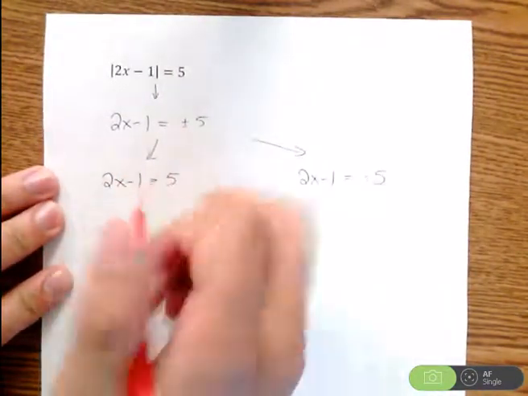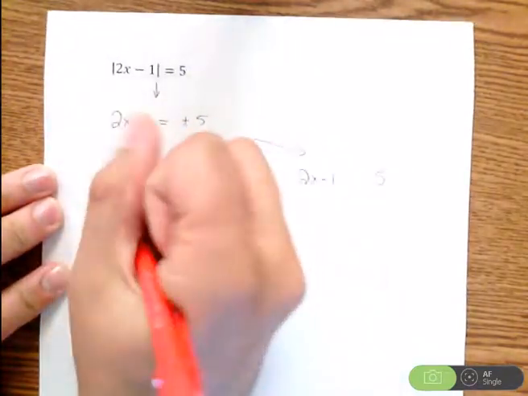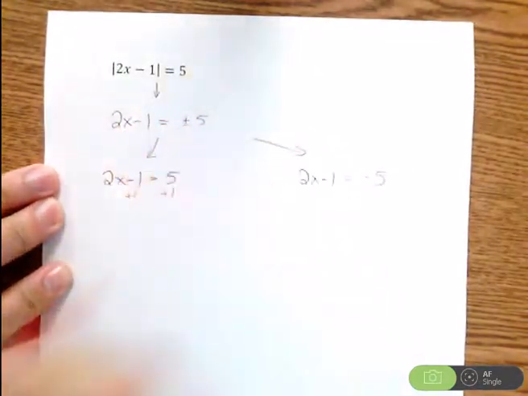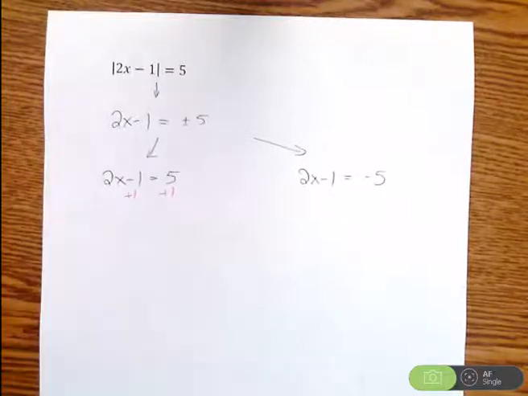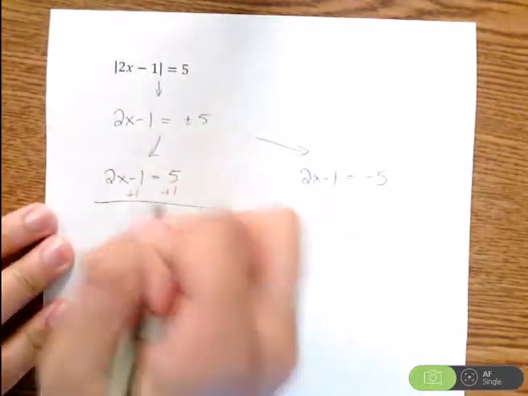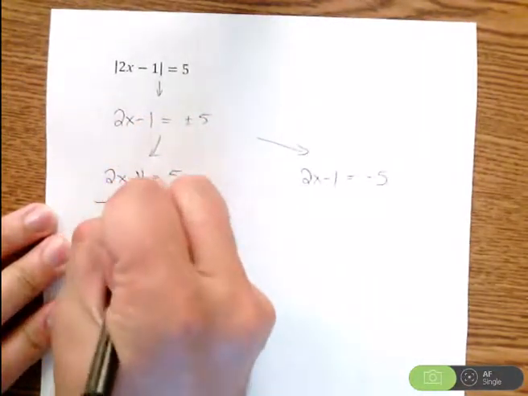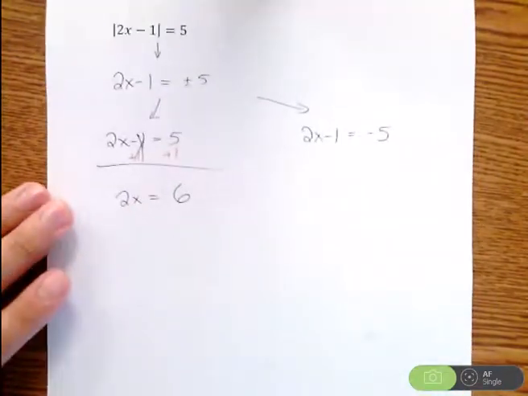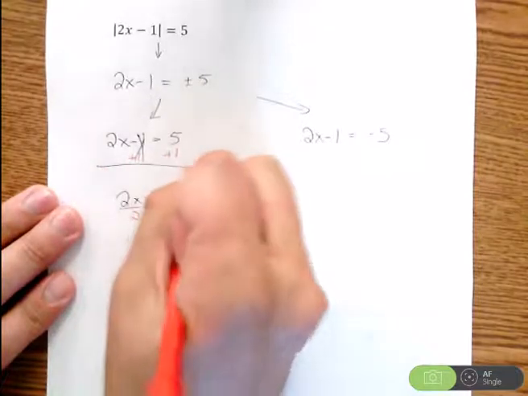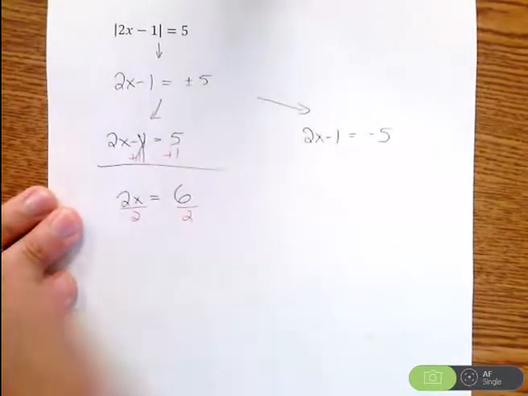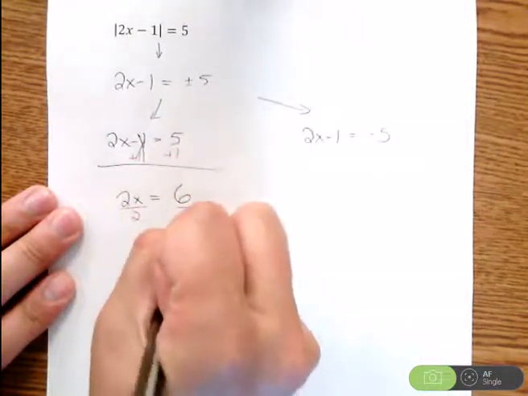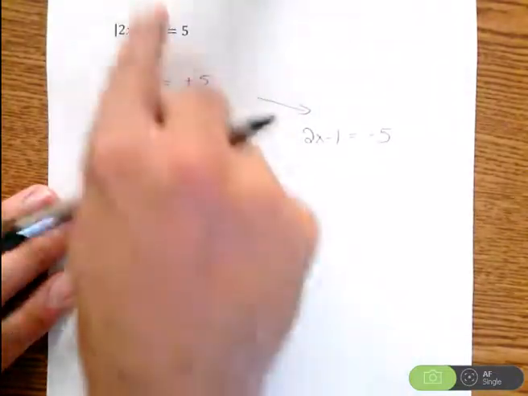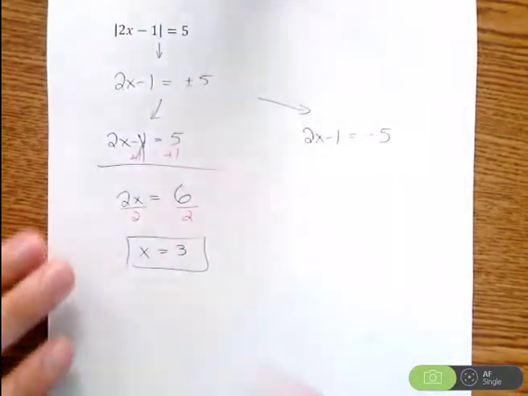So right here, to solve 2x minus 1 equals 5, we're going to add the 1, and that's going to give us, the 1's are gone, so we get 2x equals 5 plus 1, which is 6. Solve from there, divide by 2, I get x equals 3. And I could always plug that in and check it, and I should get 5 equals 5.